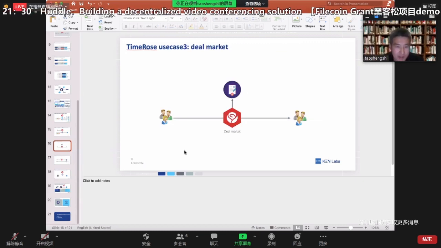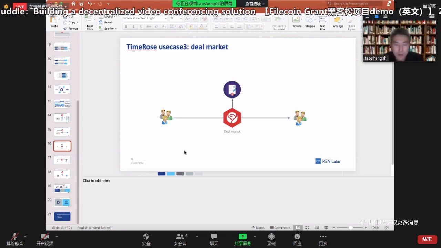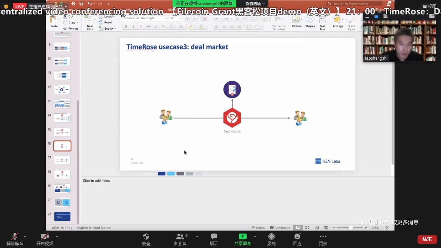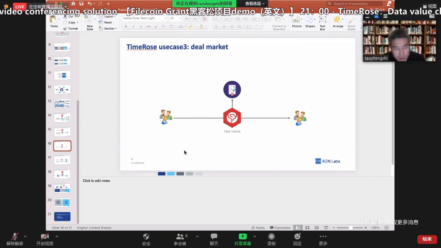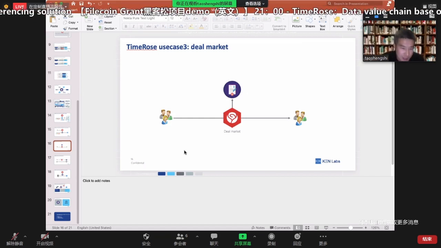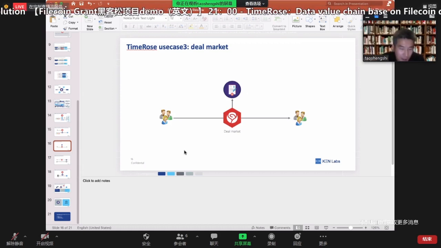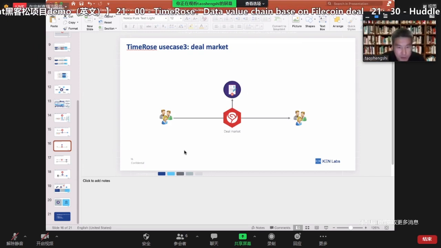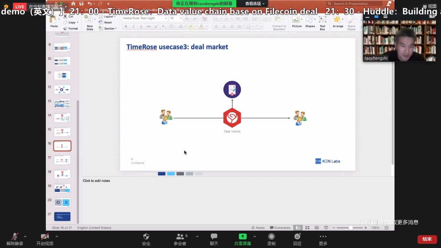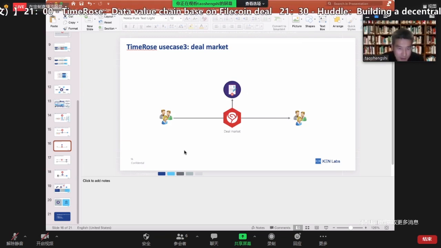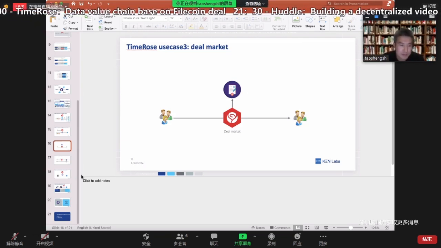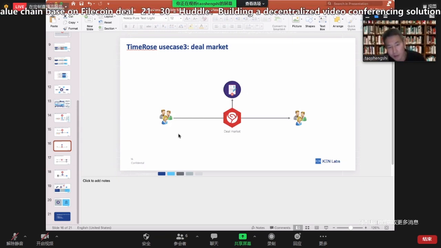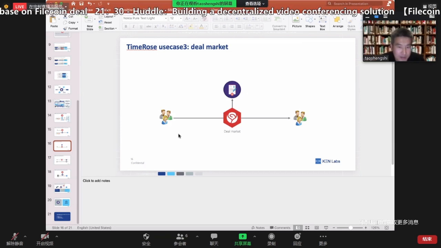The next use case is the deal market. You can think that the deal combines the users and the Filecoin miners. If we could share or transfer the ownership of the deals, we can think of this kind of deal NFT as something that could be transferred, sold and bought. Then you can buy some storage space. You can buy some NFTs. That is the deal market, and the deal market is an NFT market. I think this use case needs some background knowledge about Filecoin and IPFS.